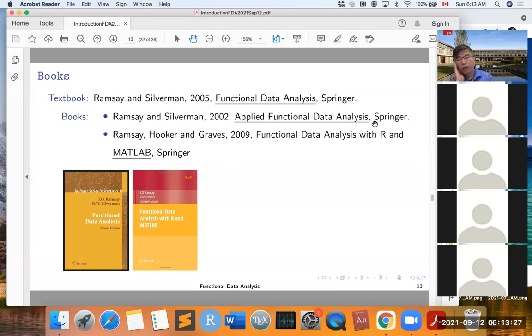So in this book, it gives around 10 case studies about functional data analysis. So it's very enjoyable to read. When they work on each application, each case, it's very easy to follow.